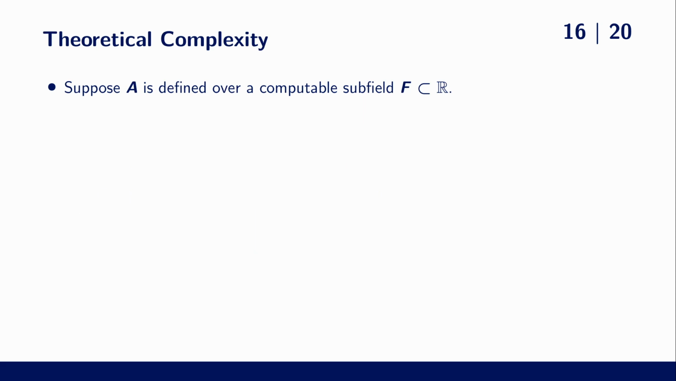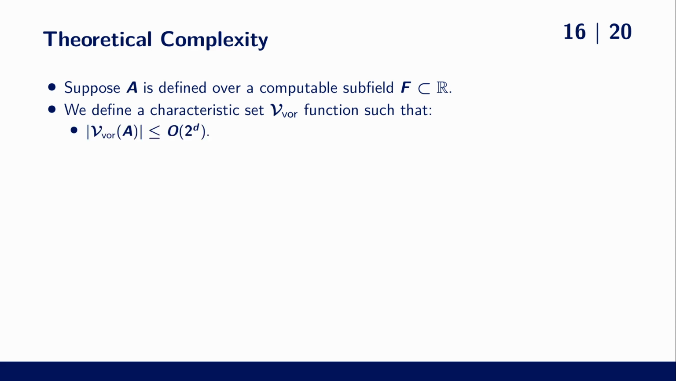A quick note about the theoretical complexity. So suppose A is defined over a computable subfield F of the real numbers. Then we define another characteristic set function based on the Voronoi relevant vectors. And this has the nice properties that its size is at most single exponential in the dimension, and it can also be computed in a single exponential number of arithmetical operations over F.